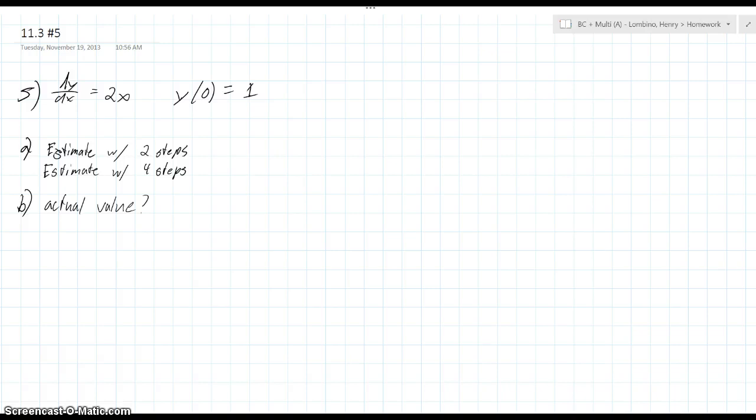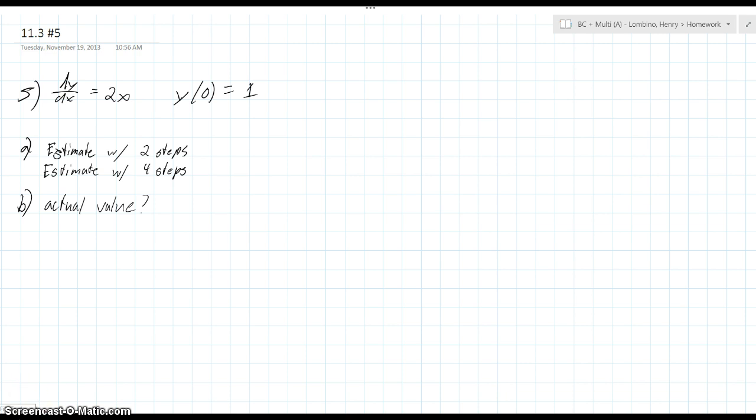Alright, today we're going to be looking at 11.3, which is Euler's formula, Euler's method. What this is used for is basically to estimate differential equations. So if you have a really messy differential equation that you don't really feel like finding the actual value of, you can use this to estimate it. So we're going to look at that today.